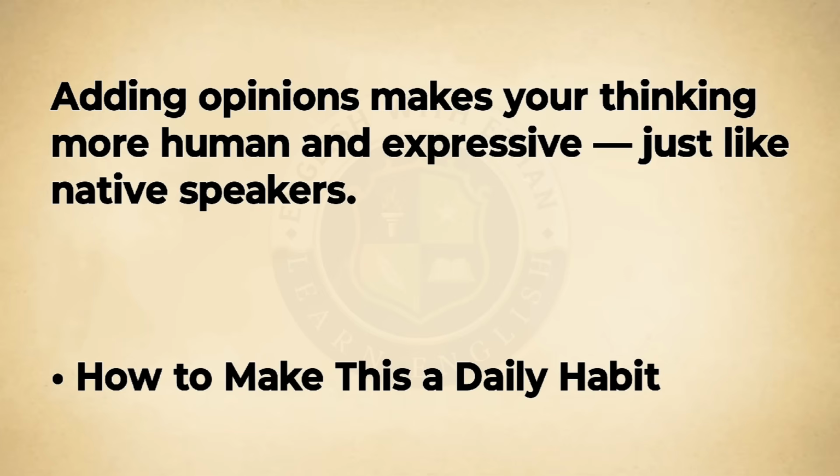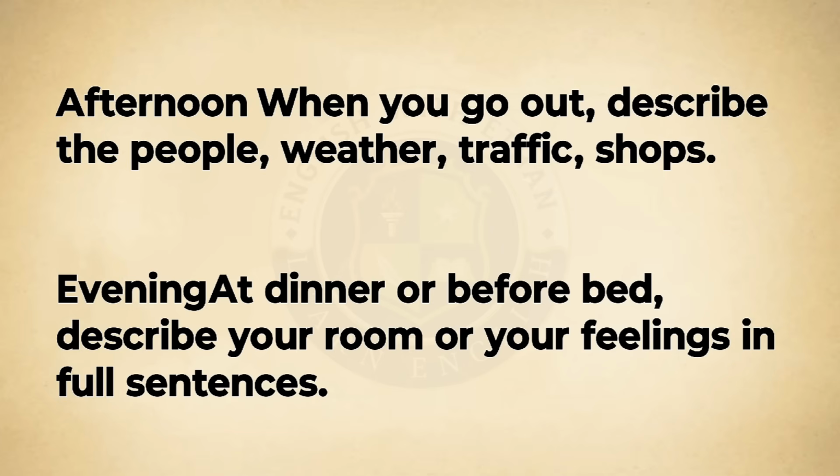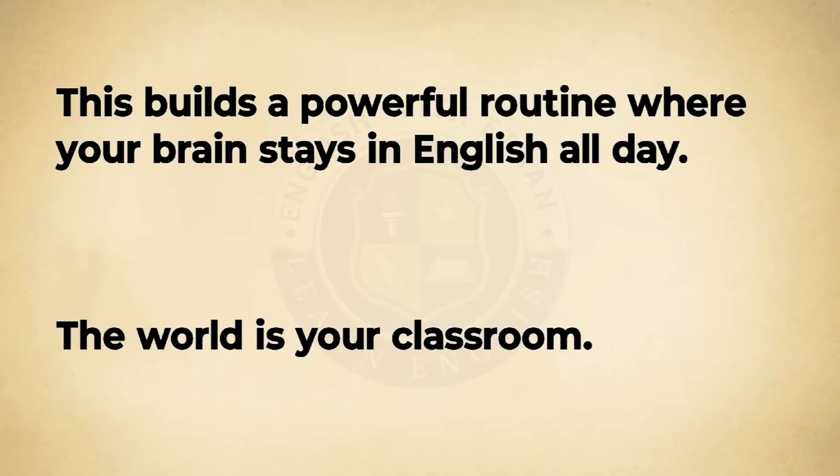How to make this a daily habit. Here's a quick plan. Time, what to do. Morning. Look outside your window. Describe what you see. Afternoon. When you go out, describe the people, weather, traffic, shops. Evening. At dinner or before bed, describe your room or your feelings in full sentences. This builds a powerful routine where your brain stays in English all day.